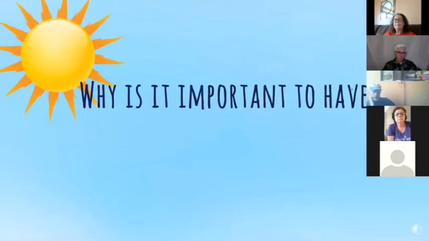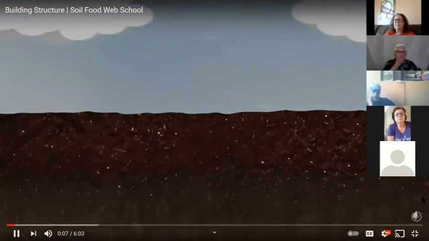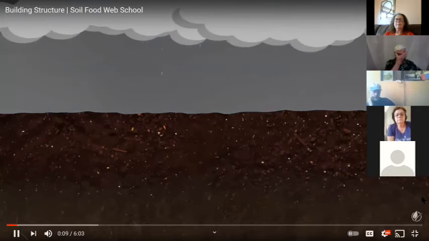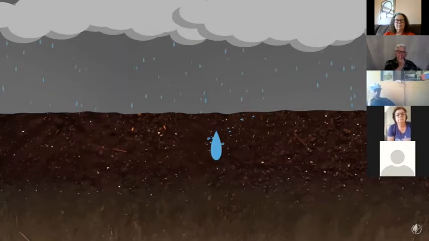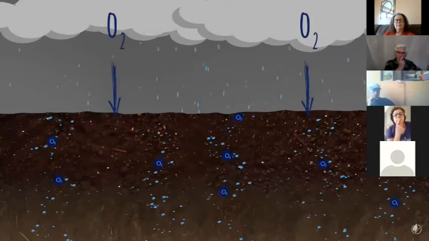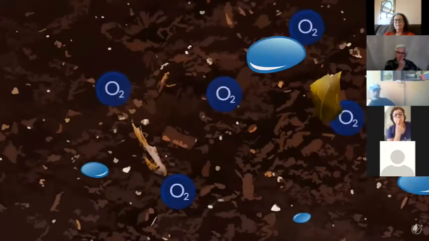Why is it important to have well-structured soil? A well-structured soil will allow water to gradually flow through it. As the water passes down through the soil profile, it creates a vacuum, and so fresh air is drawn into the soil, thus creating aerobic or oxygen-rich conditions.